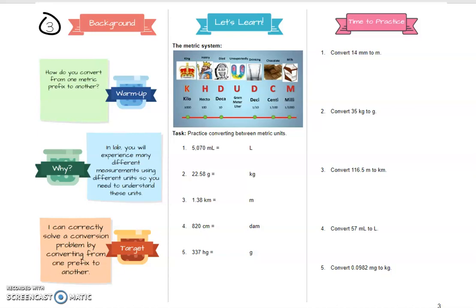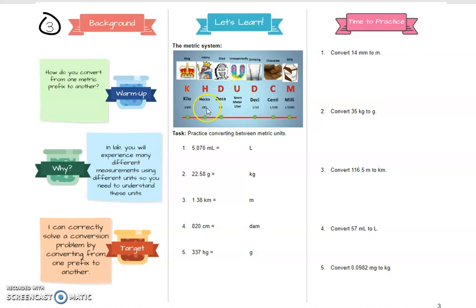So in this middle column here, the first thing I have listed is what I know you're used to seeing since middle school: King Henry died unfortunately drinking chocolate milk. So K for kilo, H for hecto, D for deca, U for the base unit, D for deci, C for centi, M for milli. Okay, it says unexpectedly here. I've heard it both ways, so unexpectedly is fine.